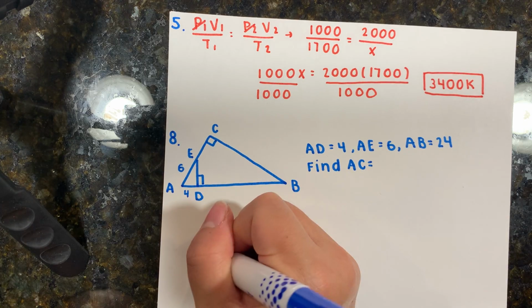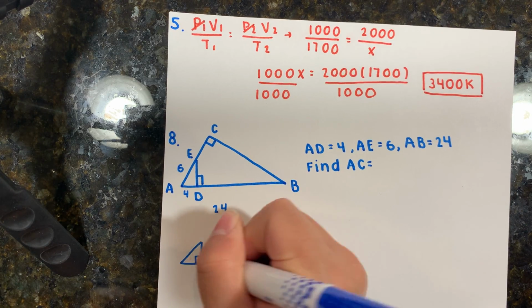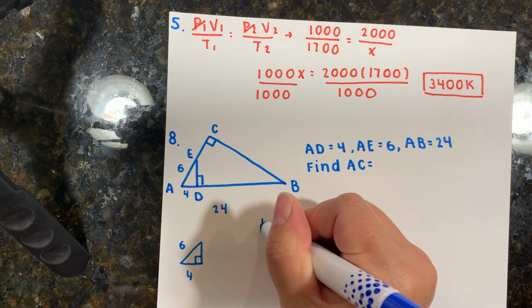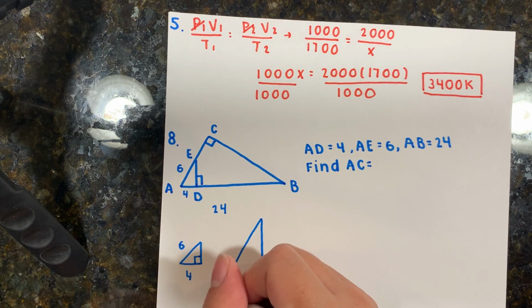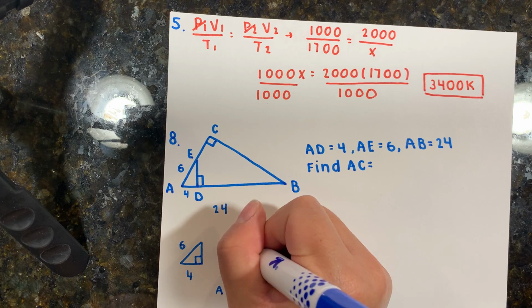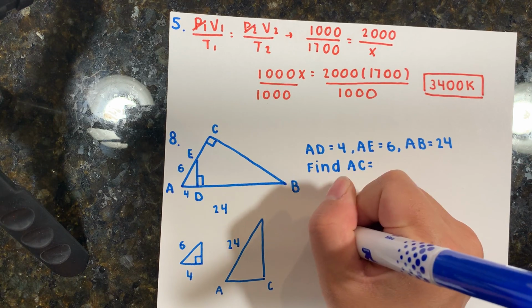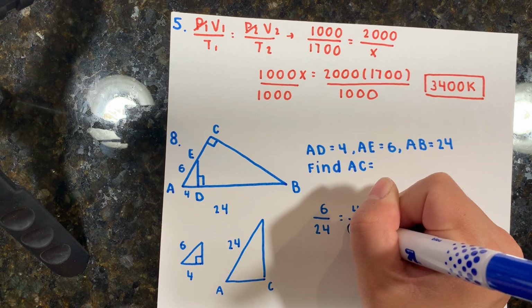So what I'm going to do is I'm going to separate these two triangles. I have a base that's 4 and a slant that's 6. For the big triangle, I'm actually trying to solve for the base, which is A to C. But I know the slant is 24, so I actually can solve this using ratios. It's going to be 6 over 24 equals 4 over AC.